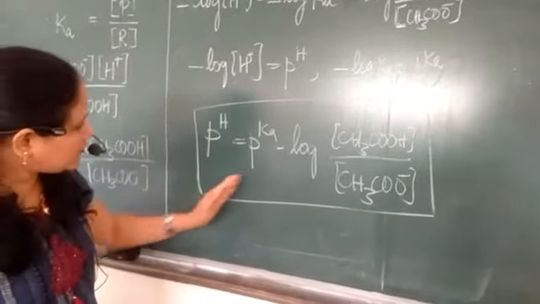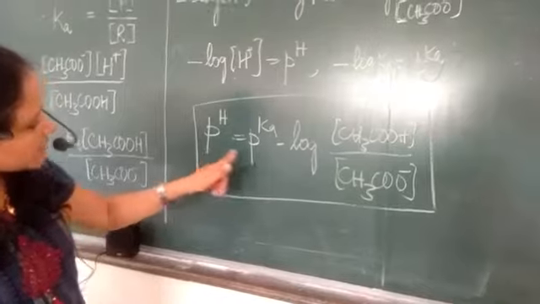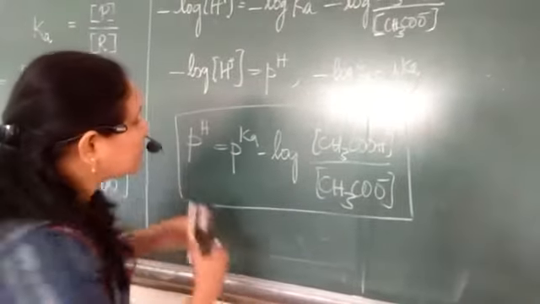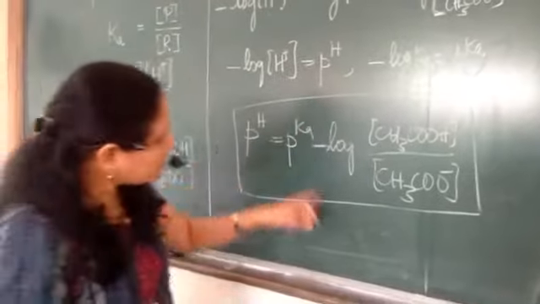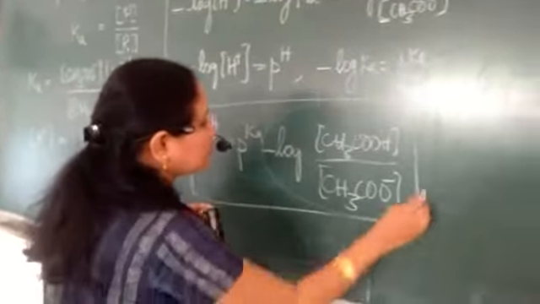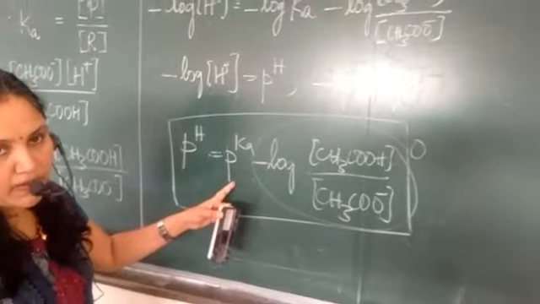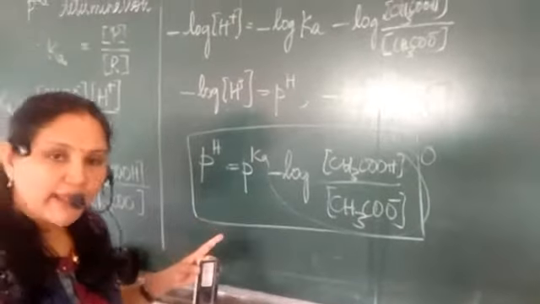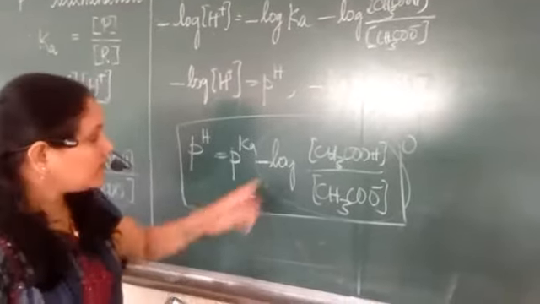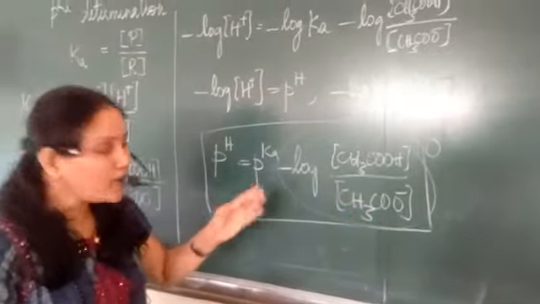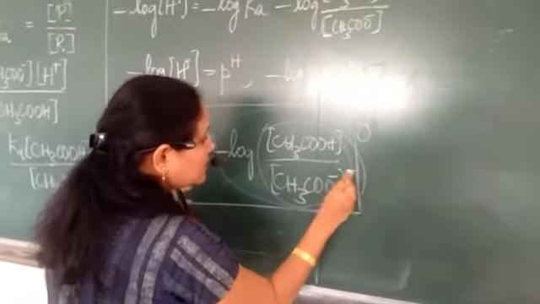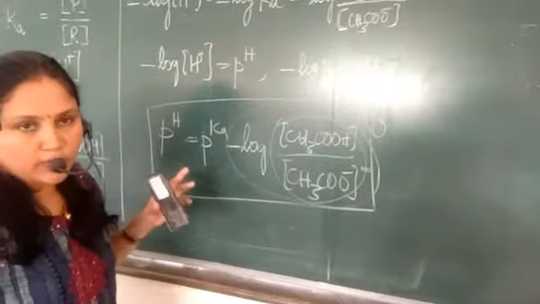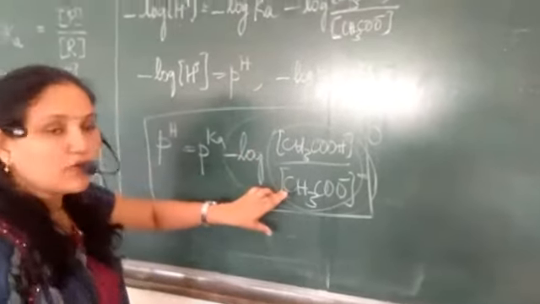But if you see the expression, pH is equal to pKa, but there is another component here. Only if this part becomes 0 will pH be equal to pKa. Now we have to do the experiment in such a way that we get this part to be 0. How will we get this part 0? When this part is equal to 1. Therefore, log of 1 is 0. When will this part be equal to 1?